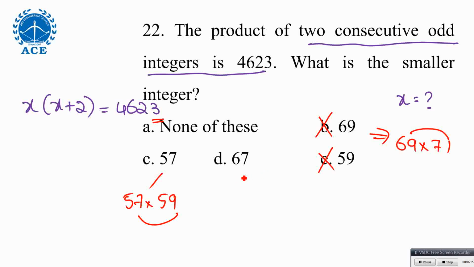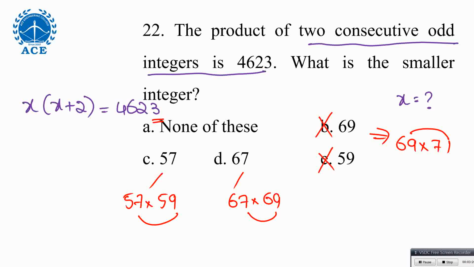Here 67 into 69, 7 into 9 is 63, units place 3 satisfied. So it will be 57 or 67. Which one is correct? Simple. 57, 59, let it be. I'll take 60 and 60. 60 square is how much?